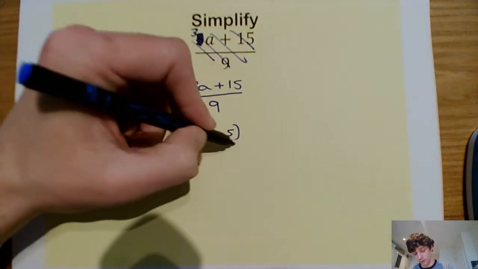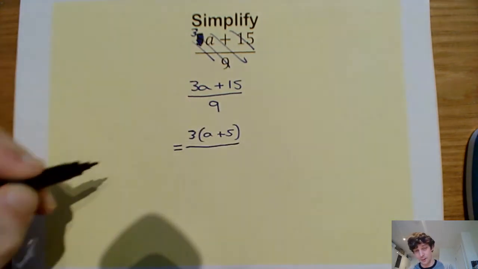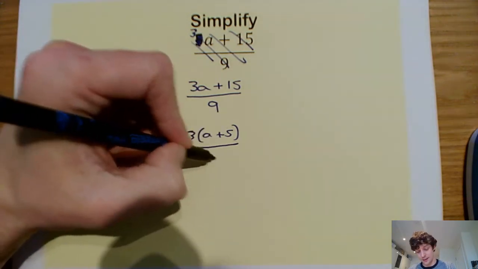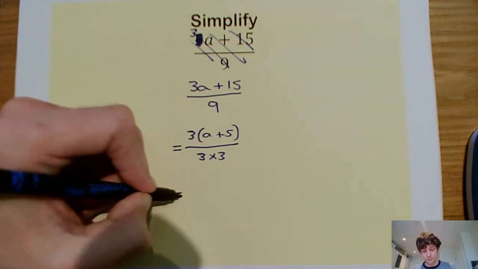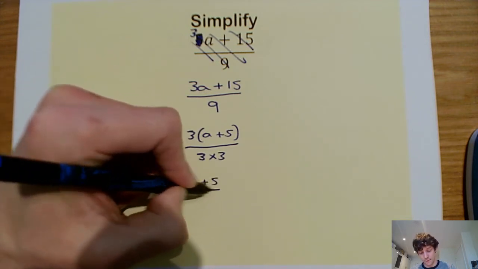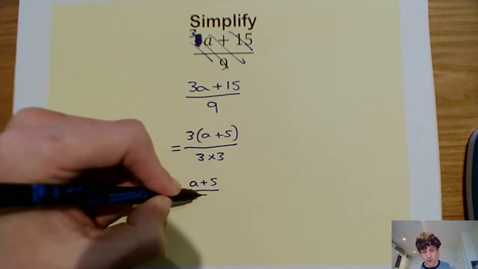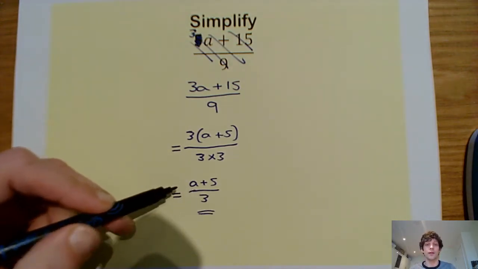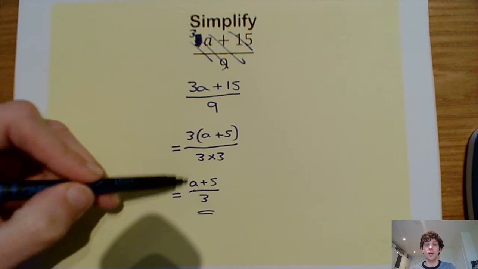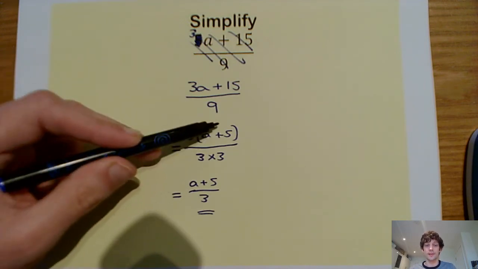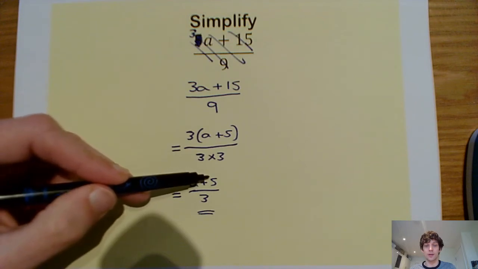Now you might be seeing why I got you to do some of the practice on different tasks that we did earlier in the week. This denominator 9 is 3 times 3. So I can divide the numerator by 3 and just have a plus 5. The denominator by 3 and just be left with the other 3. So it's a plus 5 over 3. I've essentially divided the numerator and denominator by 3. 3a divided by 3 is a, 15 divided by 3 is 5.